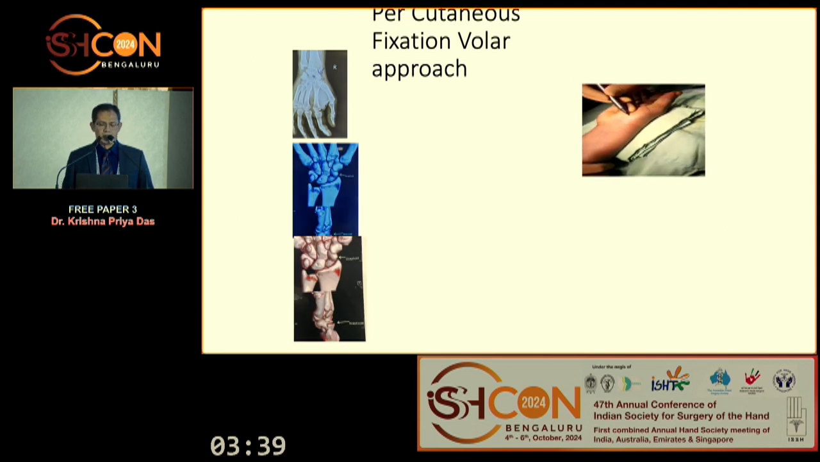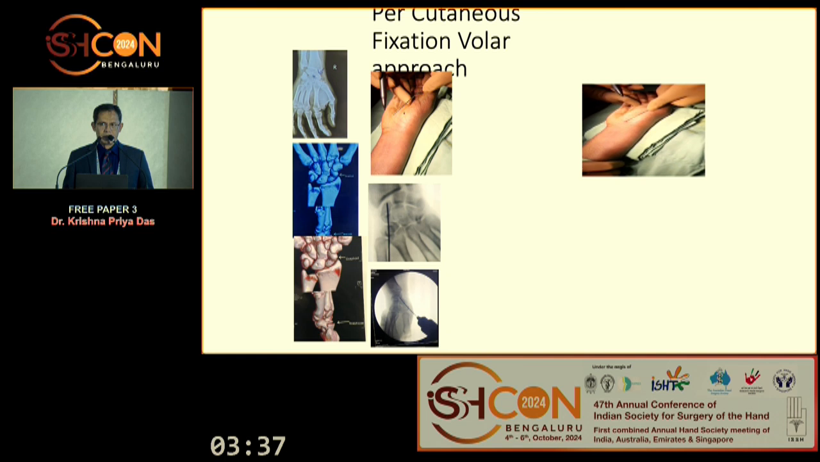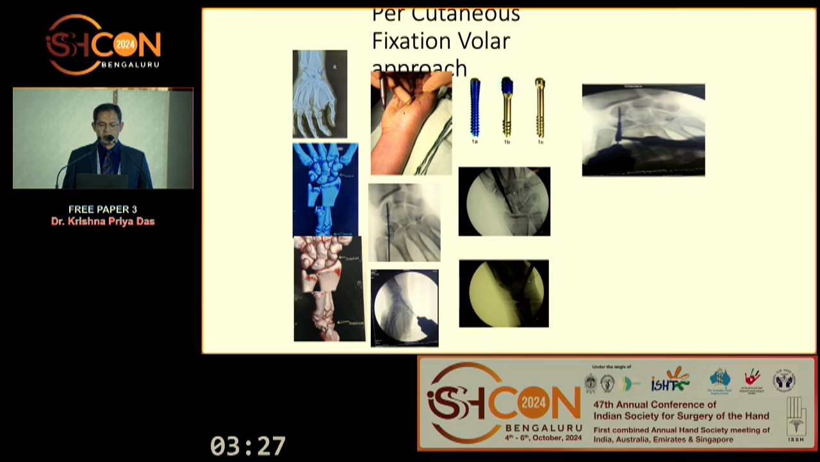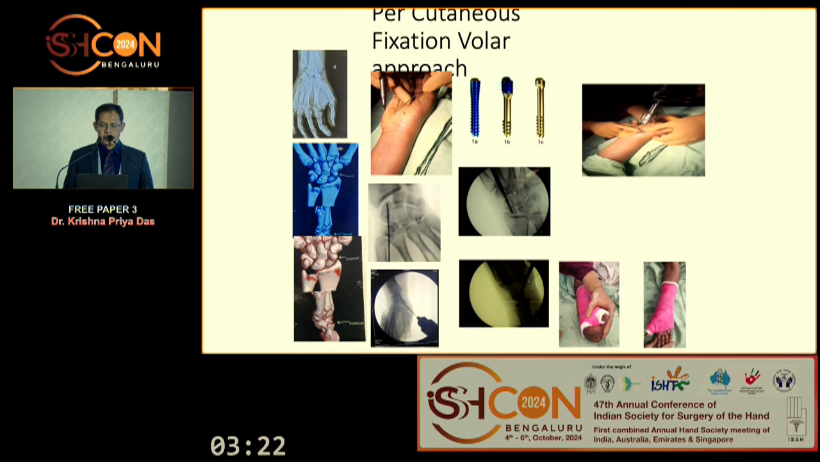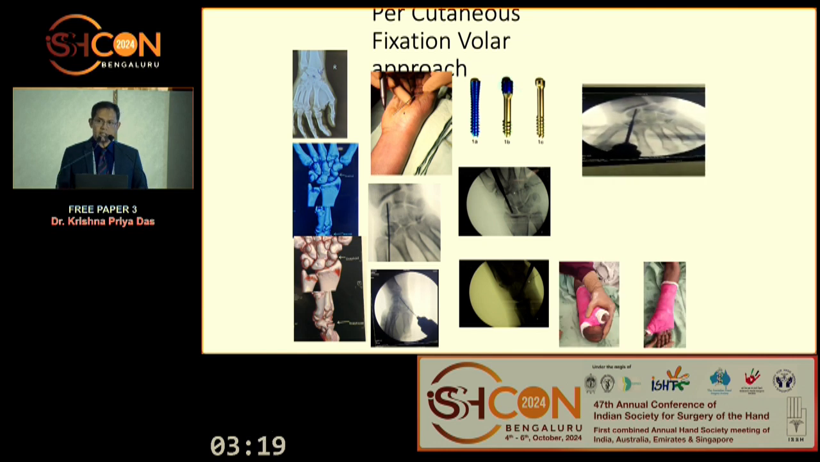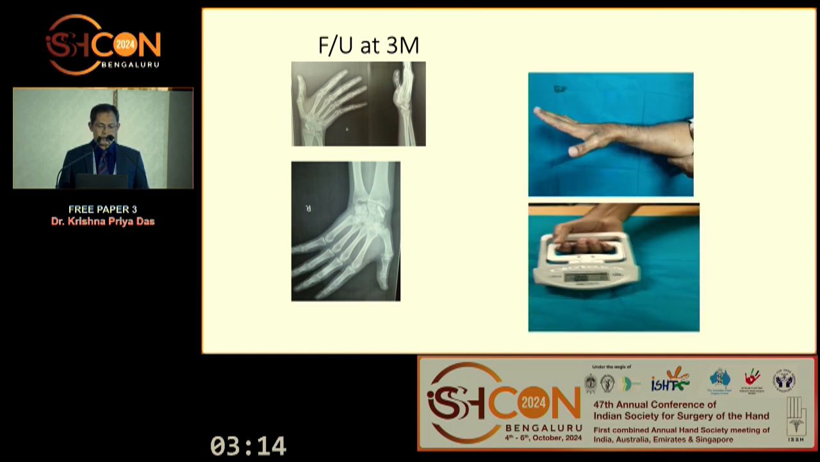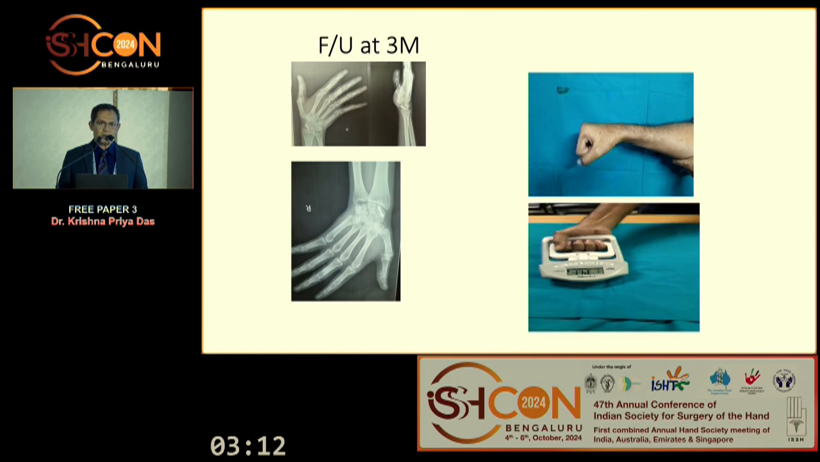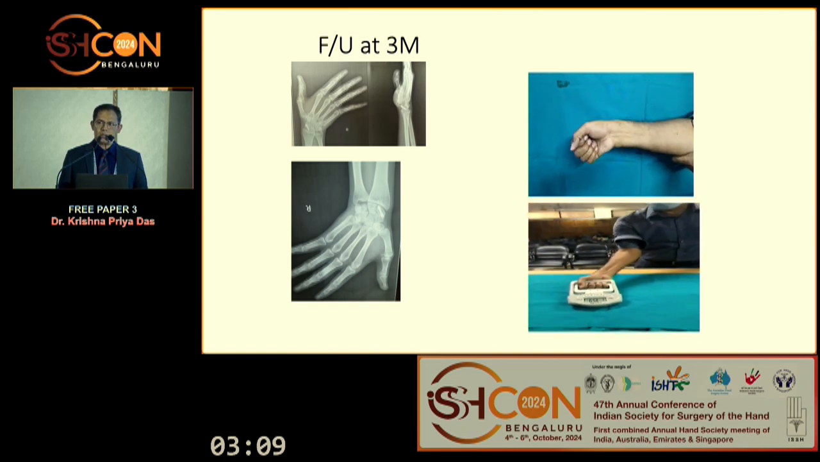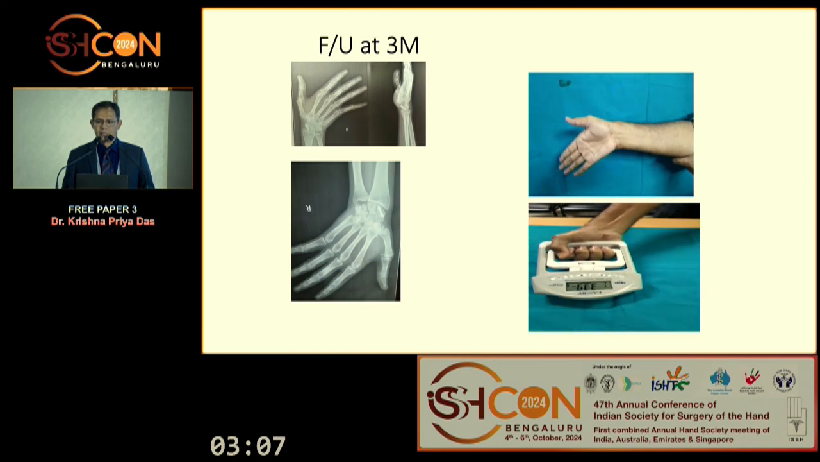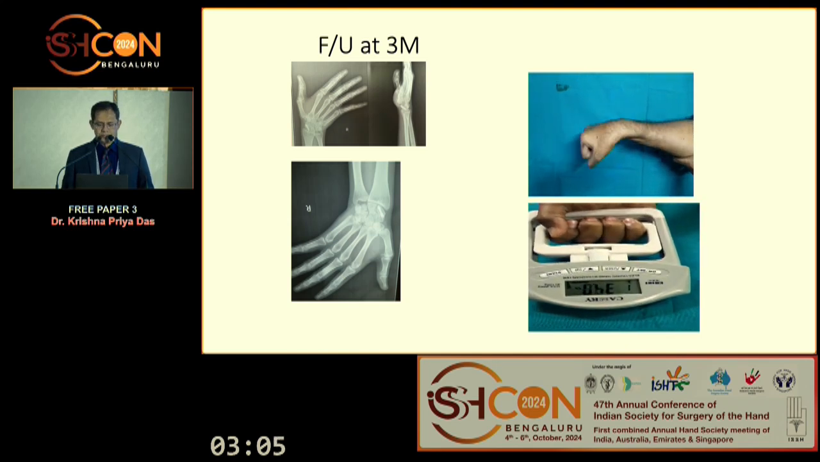Percutaneous fixation is done through the volar approach. At first I mark, then introduce the K-wire, and then insert the screw. And immobilized in this case only 4 weeks. Follow up at 3 months shows solid union as well as better range of movement, and achieves grip strength of more than 35 kg.